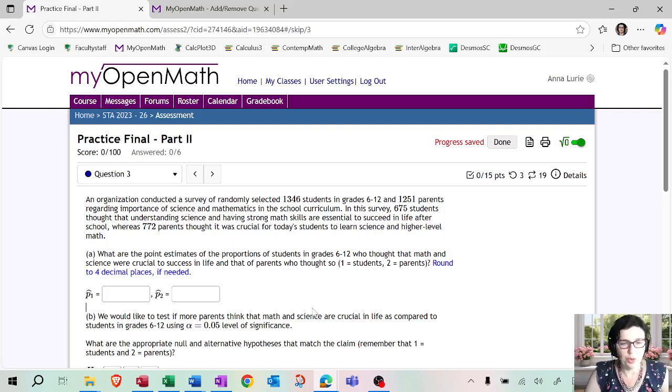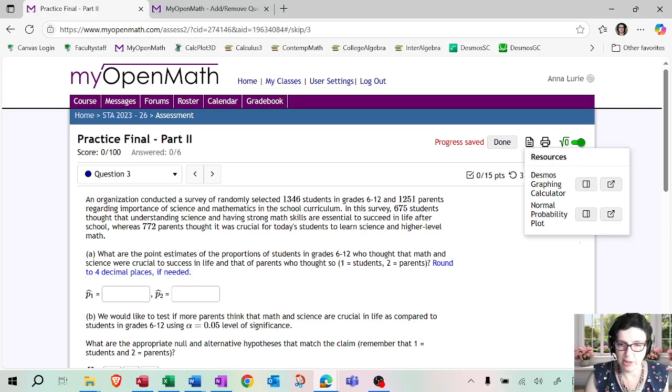Okay, so moving on to comparing two population proportions or two population means, independent case or dependent case. So the first thing you need to do is decide, is it going to be proportion or is it going to be the means? And because it says proportions here, obviously we are comparing two population proportions. Here we are comparing students who think math and science are very important and parents. And let's see if there is a difference. Okay. So first things first, let's compute the sample proportions.